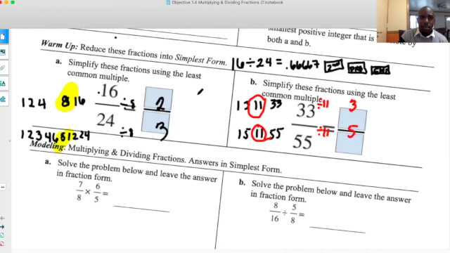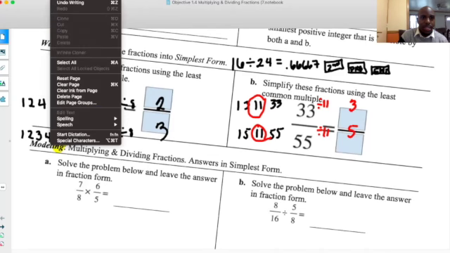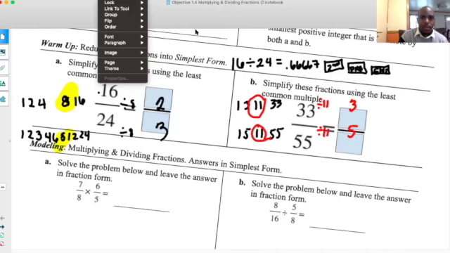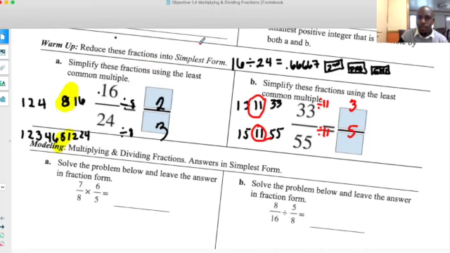Okay, let me fix this. I think I moved the screen by accident or something. Let me see. Not sure how I'm going to fix that, but give me 1 second. All things can be fixed. It's just a matter of time. All right, all better.